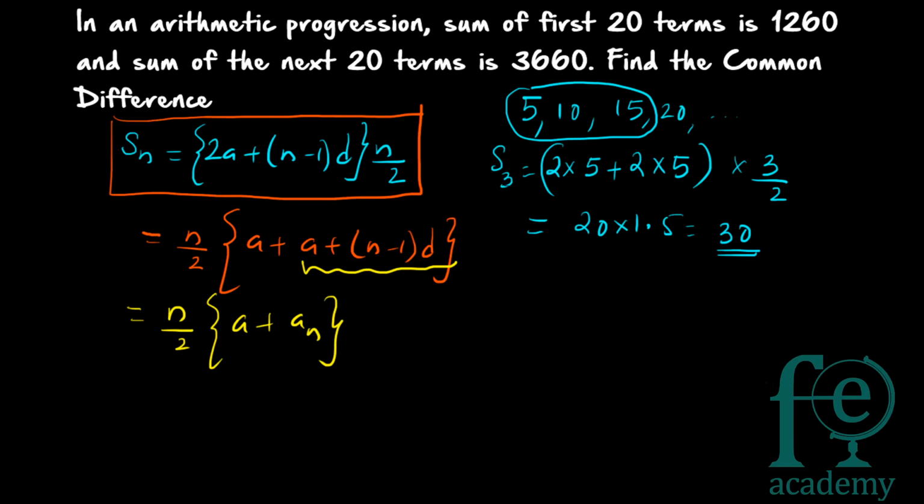So it will be n by 2 into first term plus last term. So an will be representing the last term. There are n terms, so therefore an will be representing the last term. So your formula becomes n by 2 into first term plus last term. The general formula is n by 2 into 2a plus n minus 1 into d. It can be rewritten as n by 2 into first term plus last term.